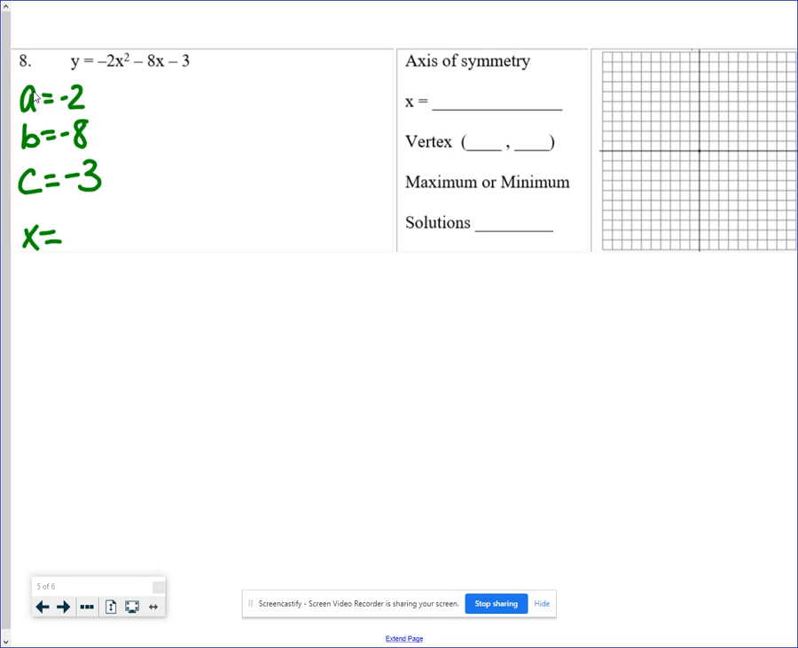The axis of symmetry is the opposite of negative 8, which would be 8 over 2 times negative 2, which will be 8 over negative 4. So x equals negative 2. X equals negative 2. The vertex is negative 2. My axis of symmetry, I can graph right here at x equals negative 2. Now I can find the y.